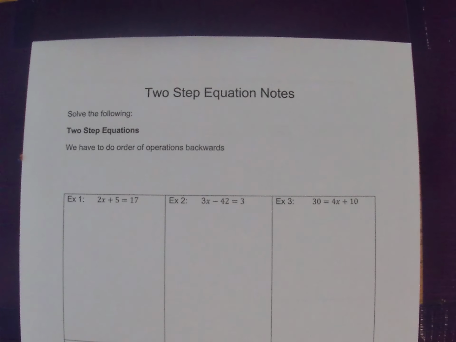Today we are going to look at solving two-step equations. So now instead of there just being one operation happening in a problem, there are going to be two operations happening in that problem. That operation can be numerous things, okay, but there's going to be two of them. Now, when we are doing this, we always have to do order of operations backwards.